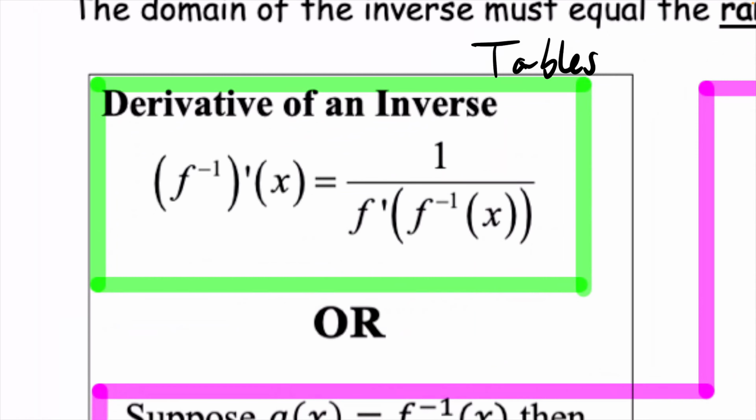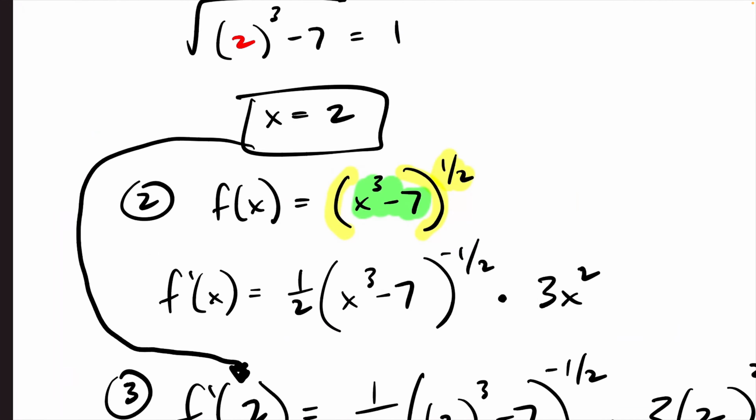Let me write this on the board so we don't have to keep going back and forth. x equals 1 over f prime x. Okay, so we're going to fill in these things with things we know. So let's go back to our C.